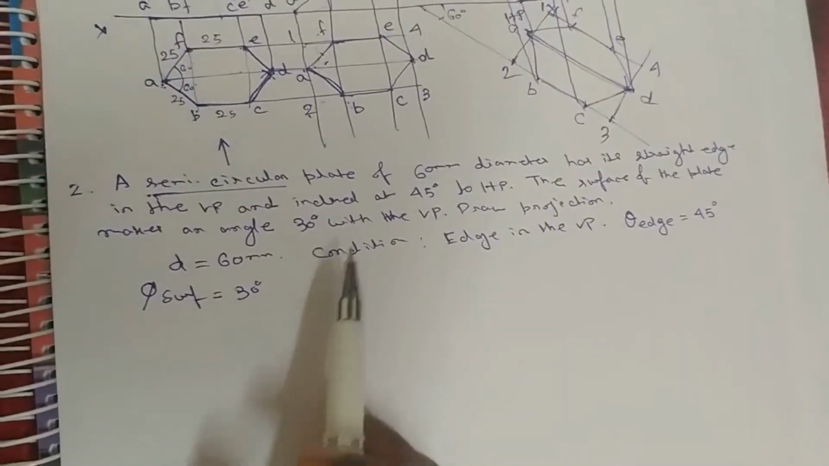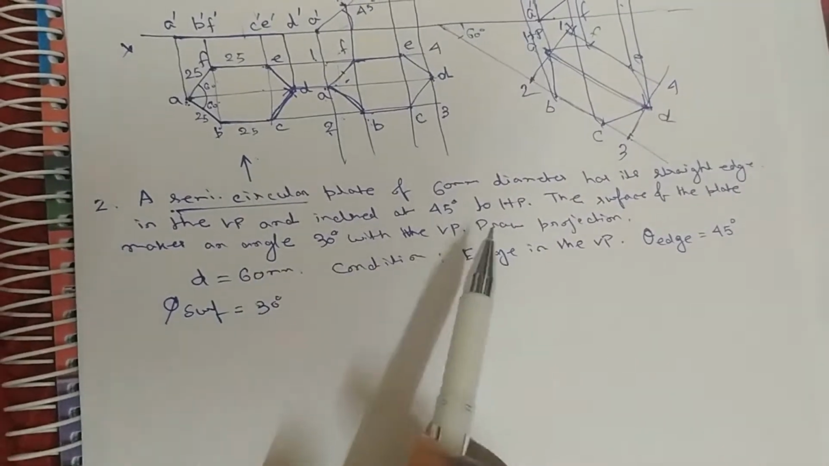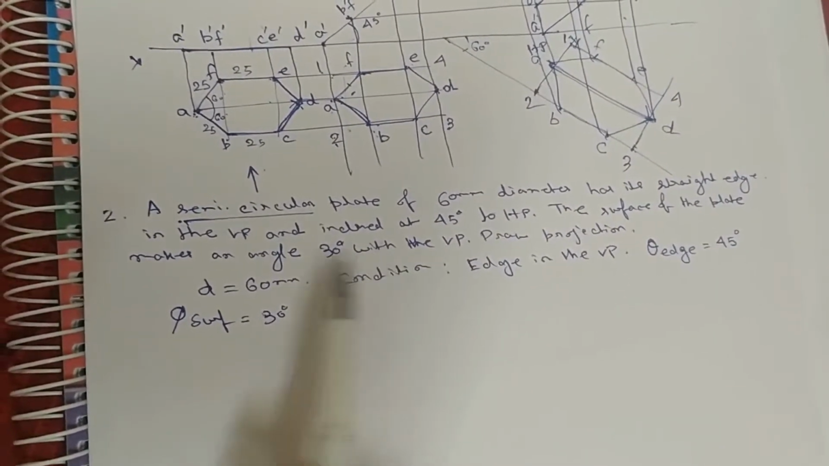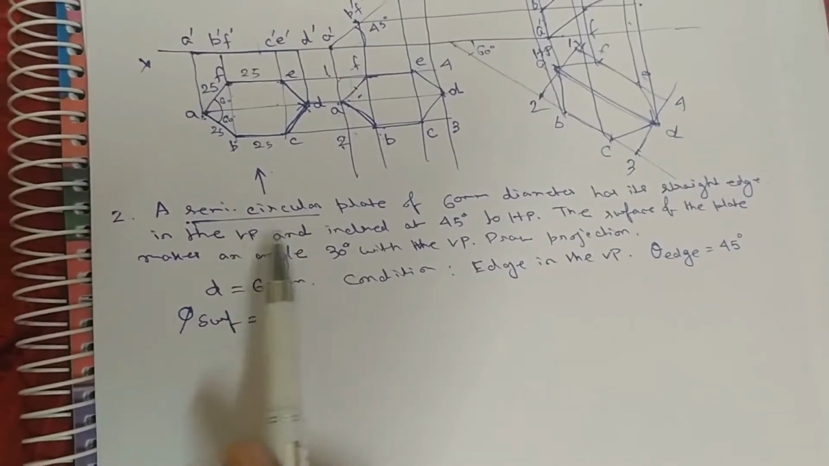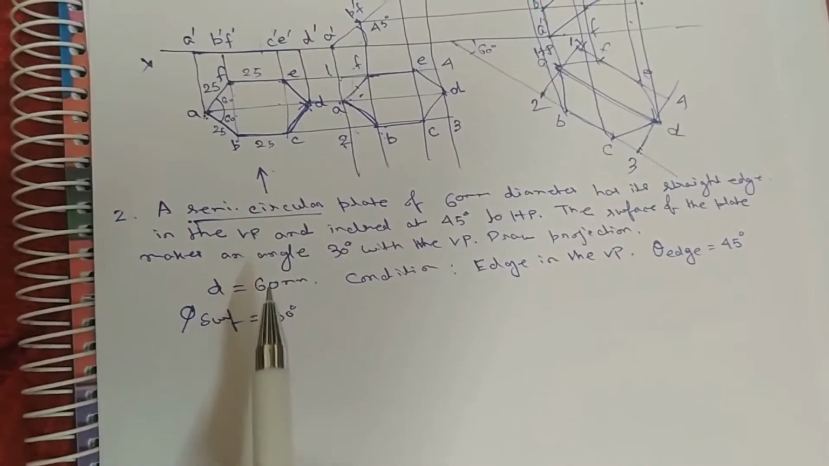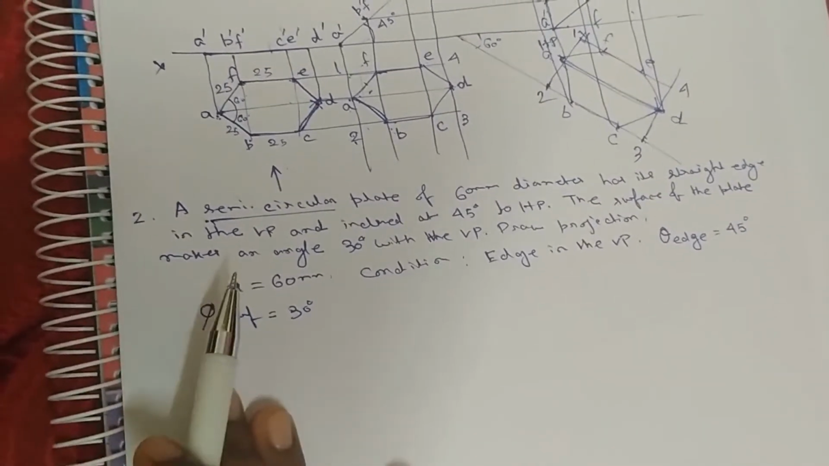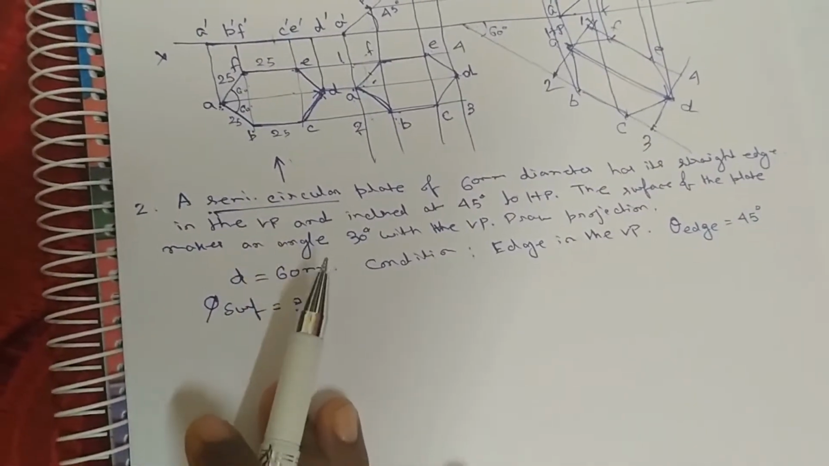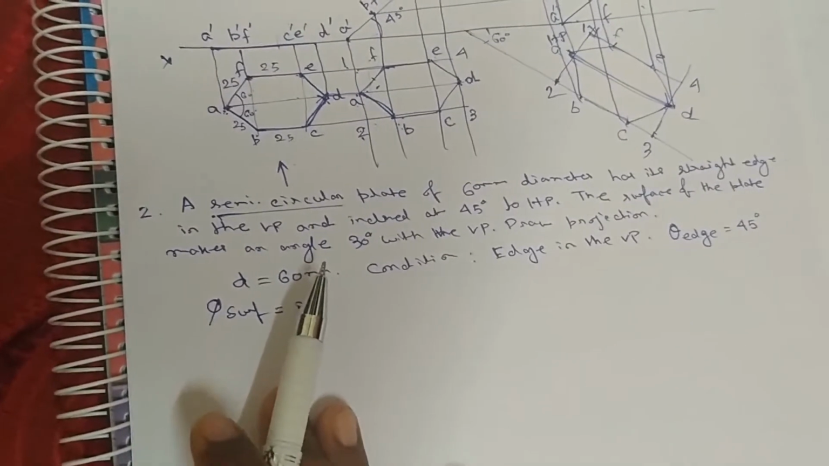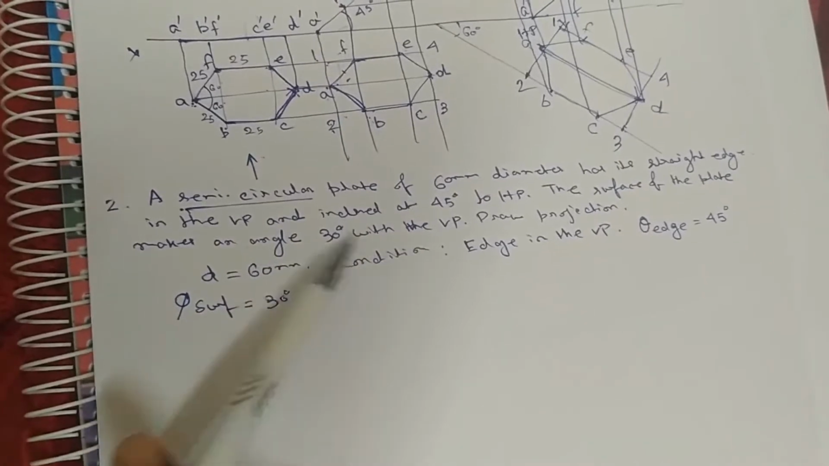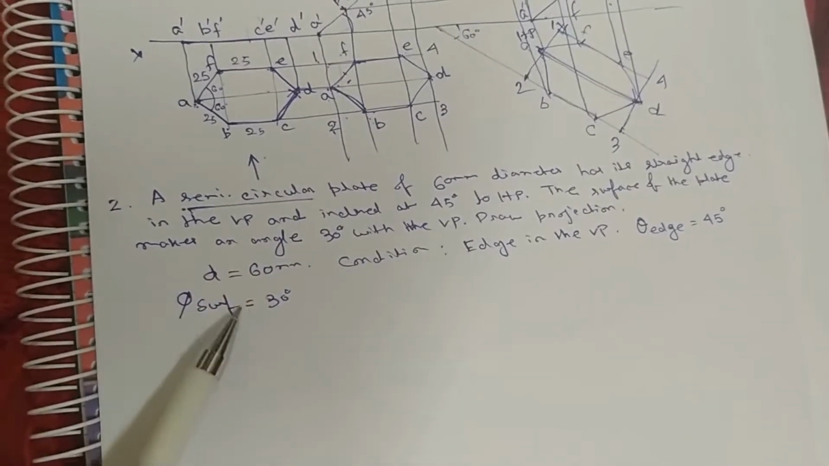So from this problem we can see that this semicircular plate will be resting, for our first step, the initial assumption. We have to keep it on the HP plane. After that we are going to rotate it. How much? 30 degrees.